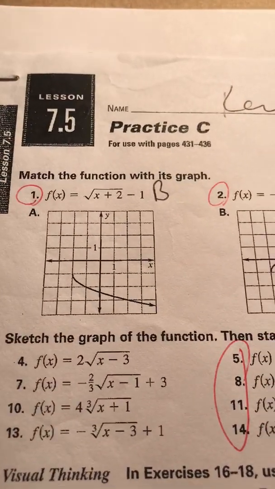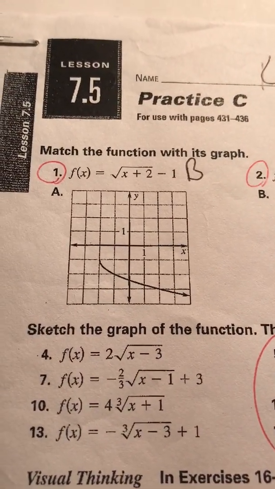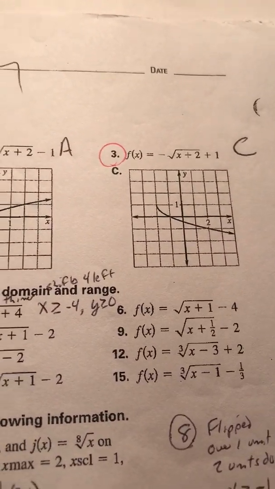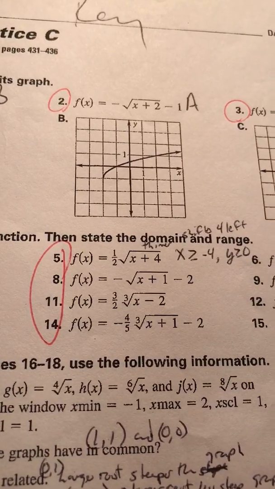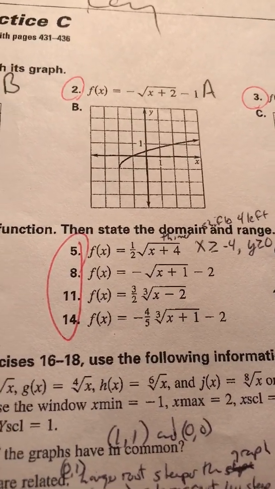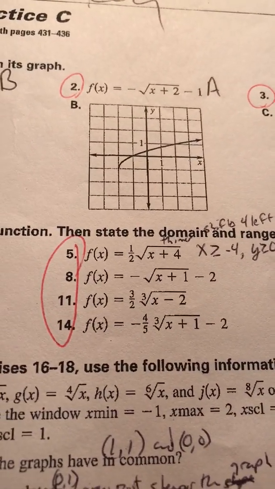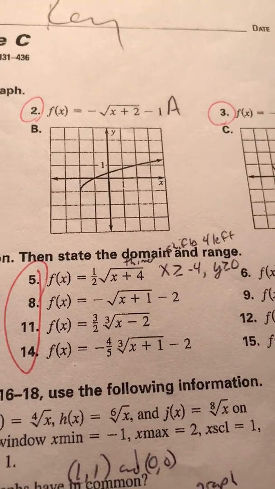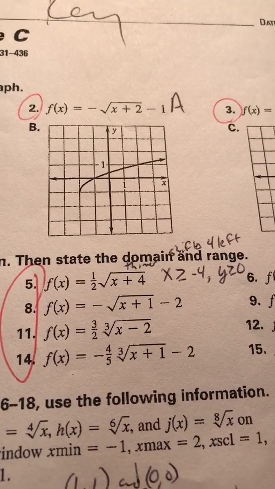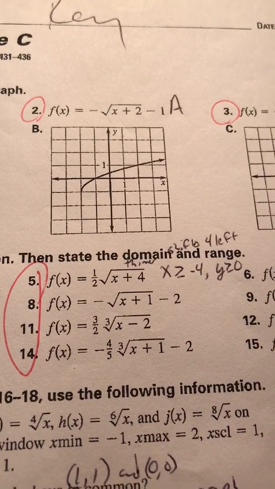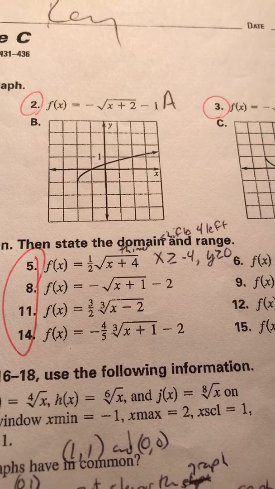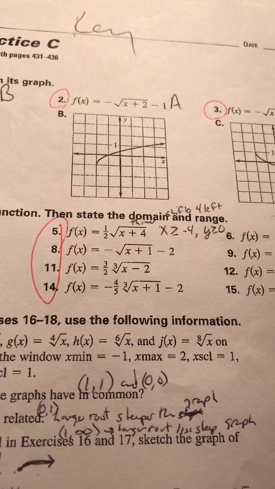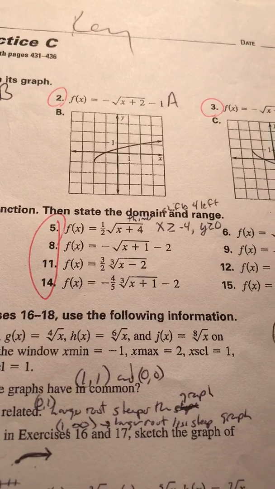Alright, so here's the answers for your homework from yesterday. 1 was B, 2 was A, 3 was C. Then down here, I just described the differences on this, that it was shifted 4 left, and then the domain, x is greater than or equal to -4, and y is greater than or equal to 0. Alright, you can get the domain and the range by graphing it and looking at your picture.